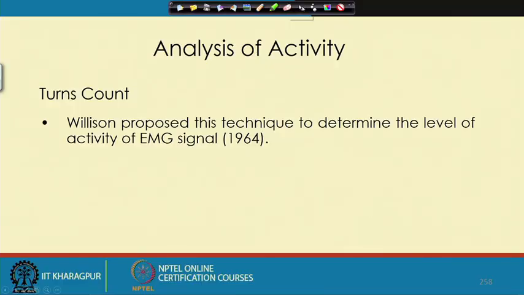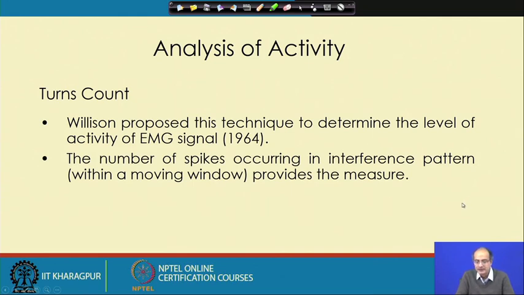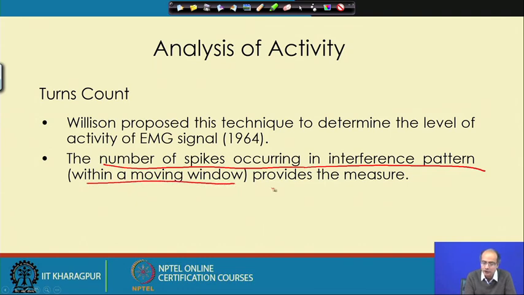In case of turns count, we are looking at the local extremum, and from there we want to find out how many times they are changing, the turning and changing their gradient. So thereby we want to find out the number of turns. Okay. So that is the difference. What it is trying to get is finding out the number of spikes occurring in the interference pattern. Okay. So that is the motivation, and again that is counted within a moving window, to give us a measure of how many turns have occurred and how they are changing over time.